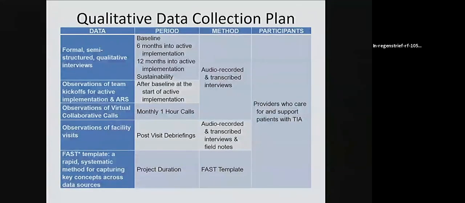Okay. There's a lot of information on this slide, but this is just a summary of the types of data the implementation core collects side by side with the QI team and the different types of data sources that we use. We start off with semi-structured qualitative interviews starting at the baseline, and we carry those out continuously throughout the active implementation period, as well as into sustainability.